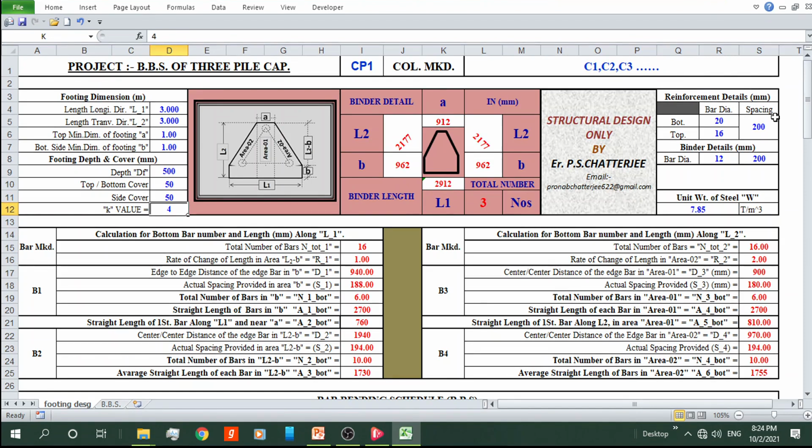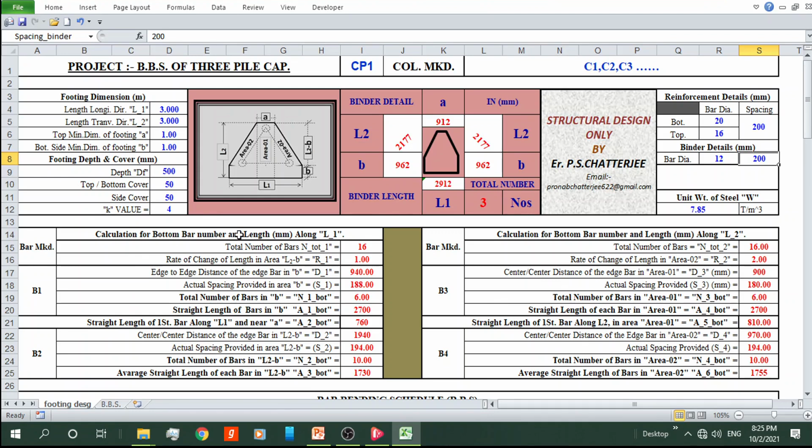Here is reinforcement detail. Bottom bar 20 dia, 200 spacing. Top 16 dia, 200 spacing. And binder 12 dia, 200 spacing. Unit weight of steel 7.85 ton per meter cube.